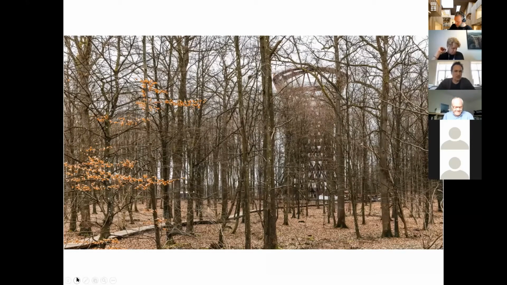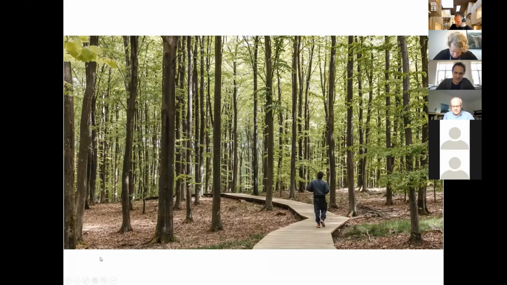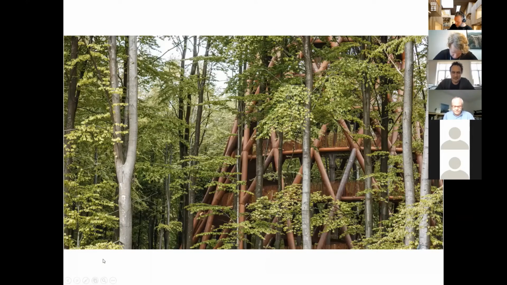And as you go along the path, the tower slowly becomes visible throughout the trees. And of course, in the summertime, it's much more hidden behind all the leaves on the trees, and it just sits there between the trees when you come closer to it.